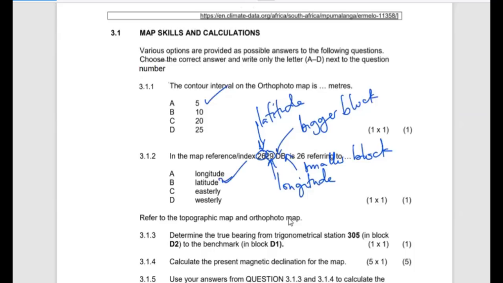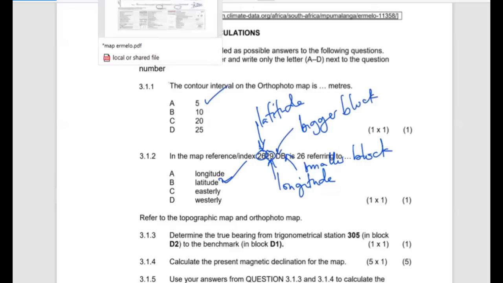Refer to the topographic map and orthophoto. Determine the true bearing from trigonometrical station 305 in block D2 to the benchmark in block D1. We want to determine true bearing there. When you are determining true bearing, what you are supposed to do is to identify the two features. We have trig station 305 in block D2 and benchmark D1.